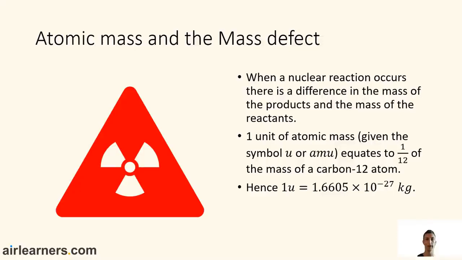1 unit of atomic mass, which is given by the symbol U or AMU, meaning atomic mass units, equates to 1/12 of the mass of a carbon-12 atom. There is no specific reason that they chose that, other than it's quite an abundant material, carbon-12, so they chose a unit that related to that. And so 1 U is 1.6605 by 10 to the negative 27 kilograms. Now, you may have learnt this in physics 1-2, but not all schools do. So you may want to note this stuff down.